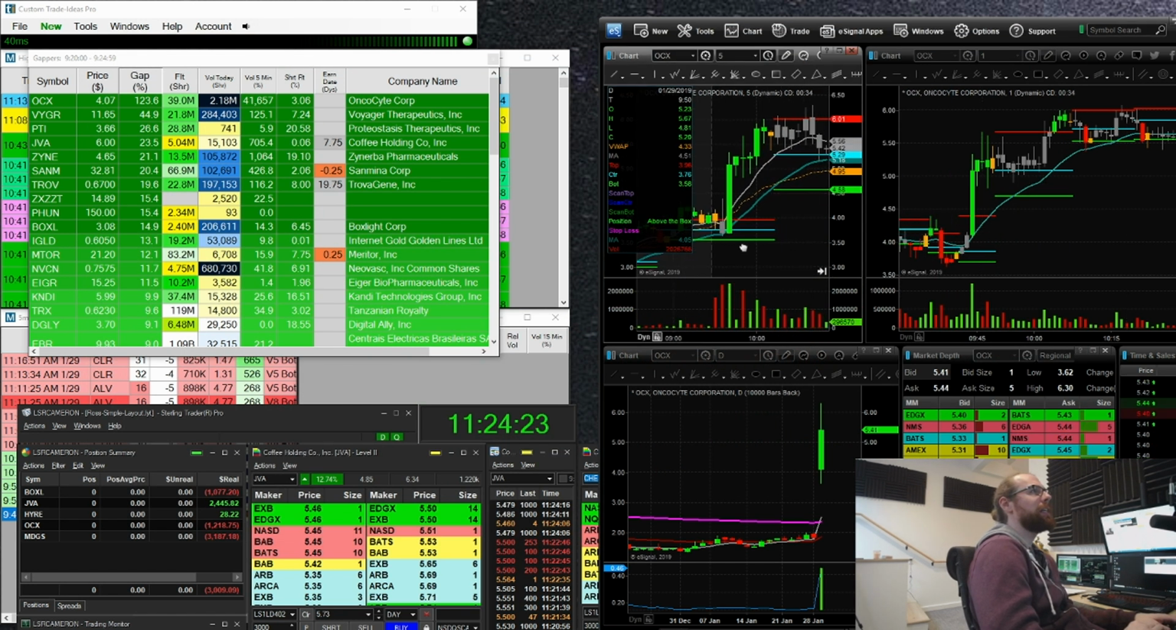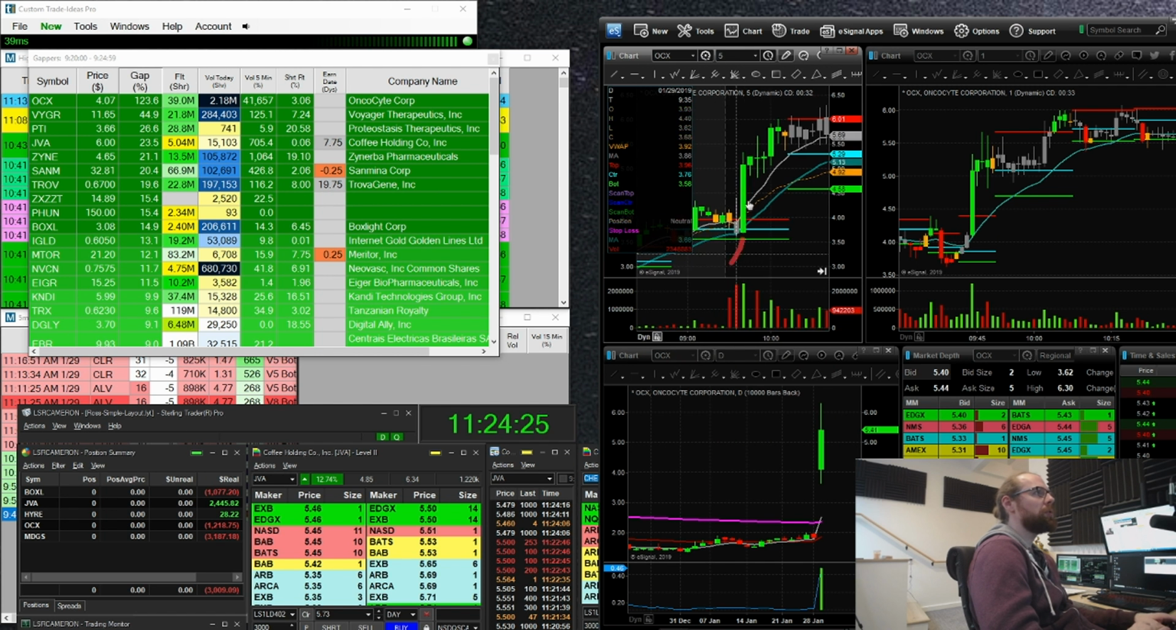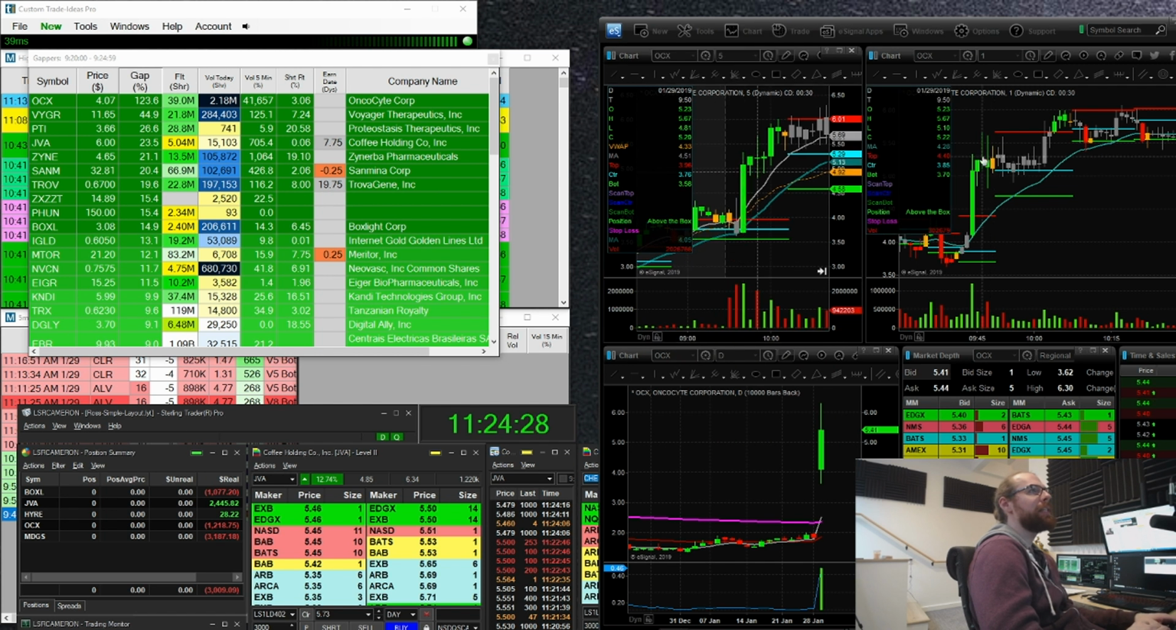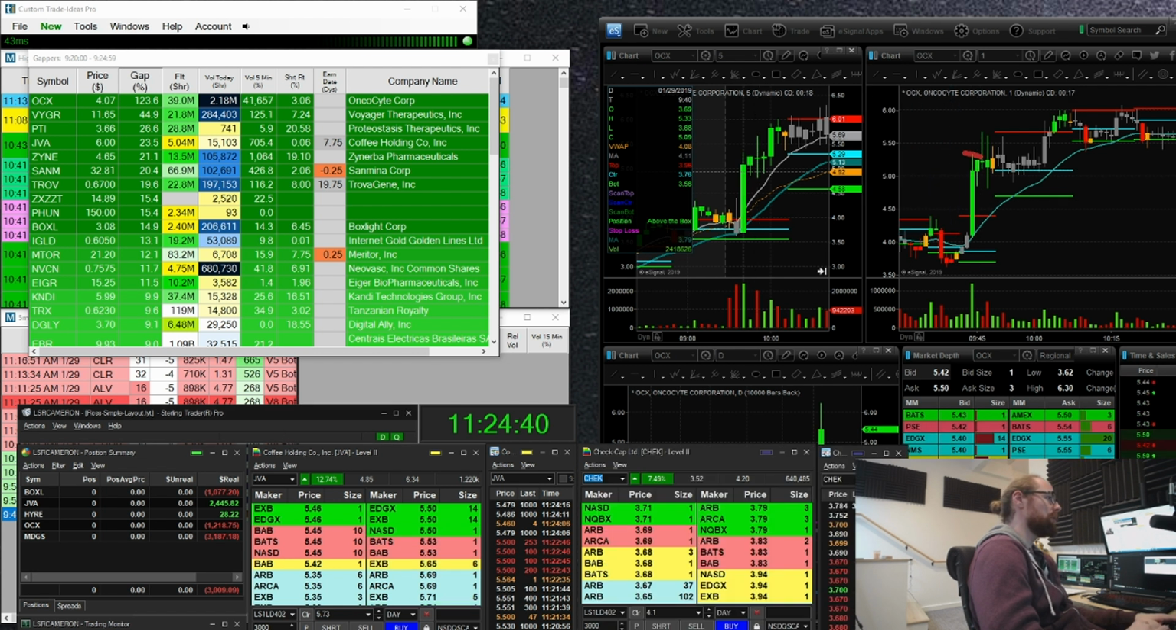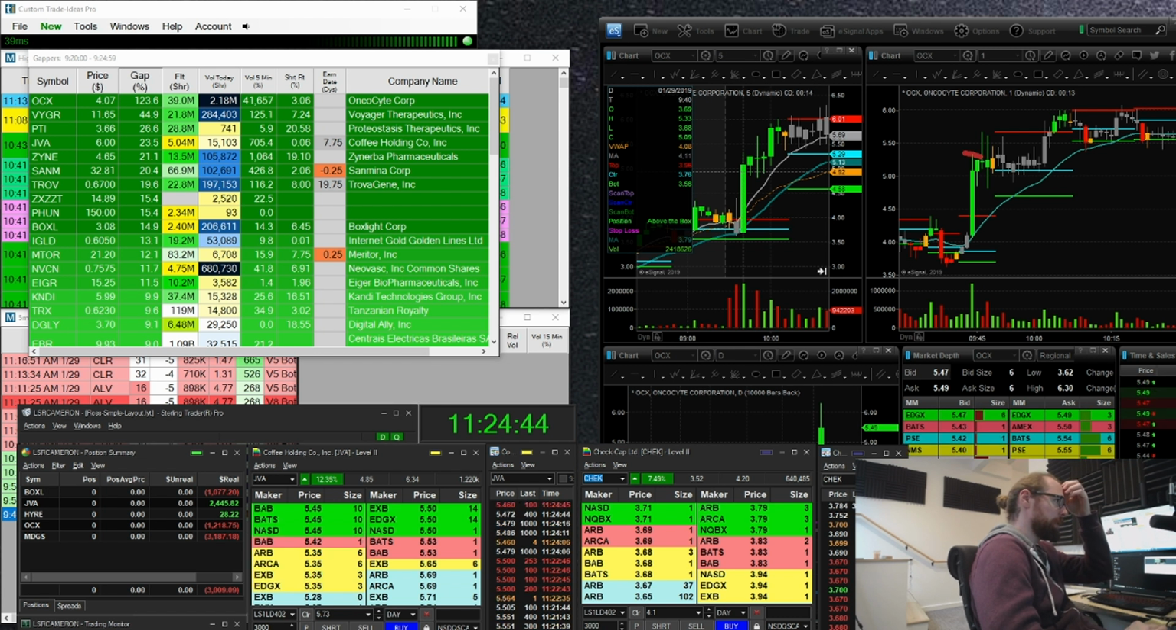Now what we've got here is all of a sudden it squeezes up and it hits a high of 533 and then it pulls back, it pulls back, but it gets halted. It's halted at 9:45, and when it resumes, I jumped in basically as soon as it resumed. Let me sort my trades here.